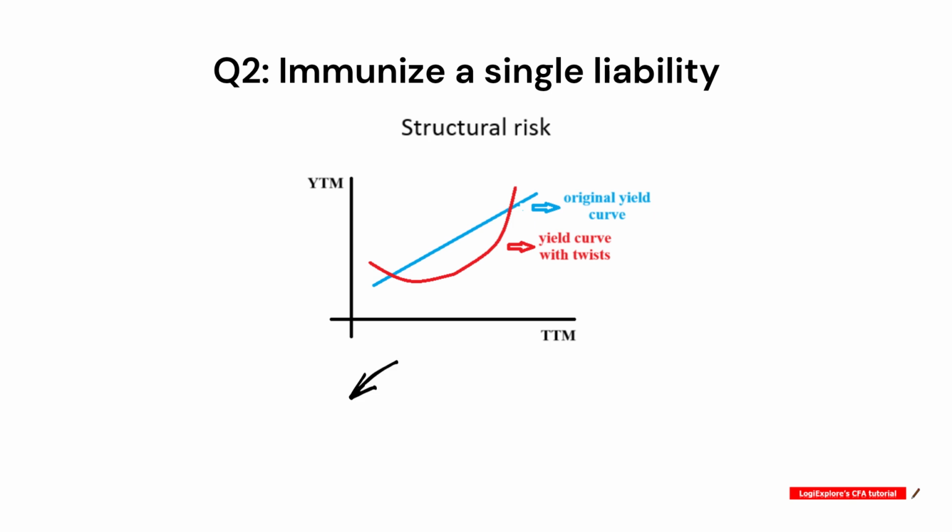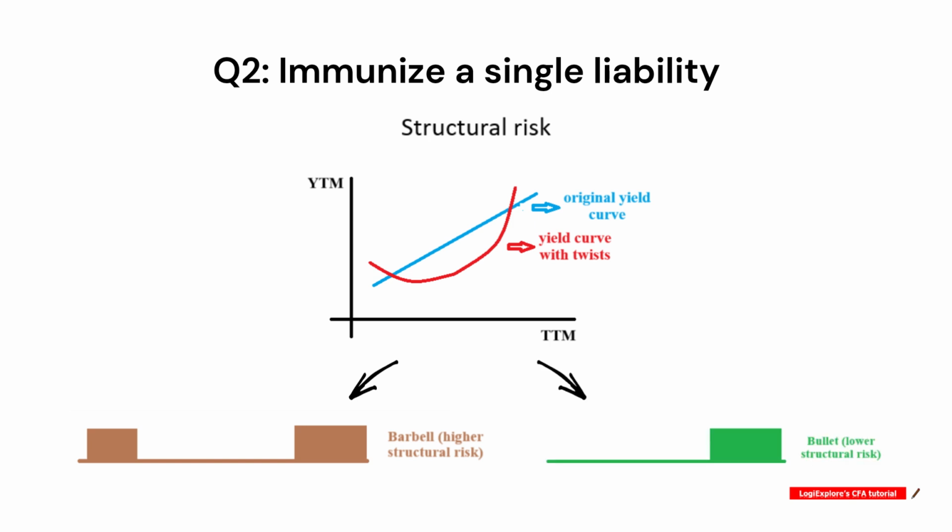For example, in a barbell portfolio, some assets have shorter durations while other assets have longer durations. So, when the yield curve twists, the losses or gains across the yield curve do not get balanced out and the cash flow yield of the whole portfolio changes.